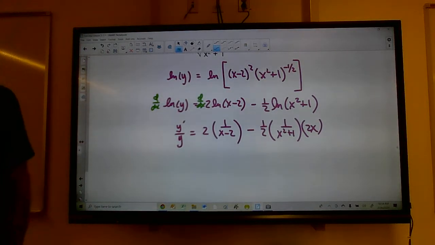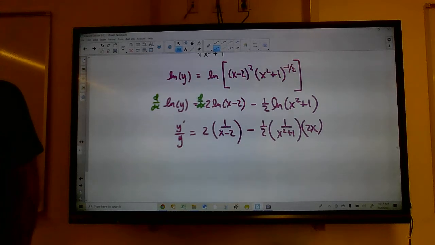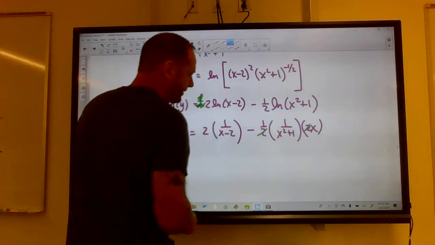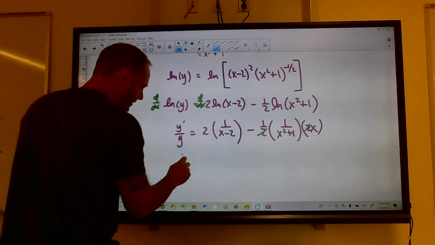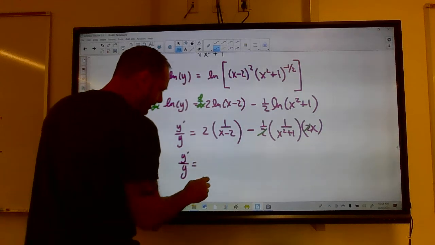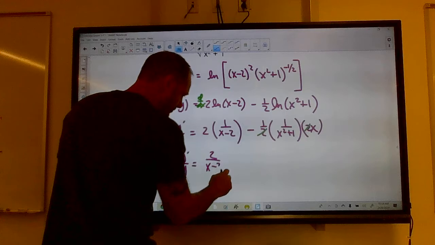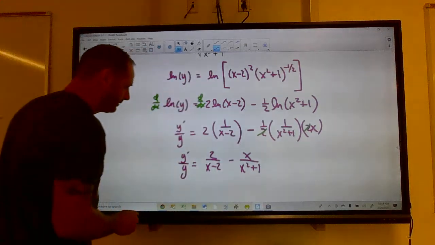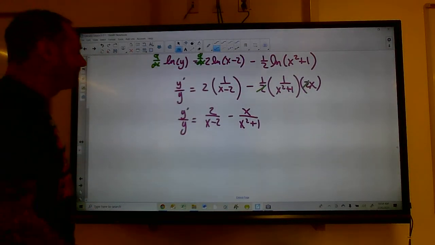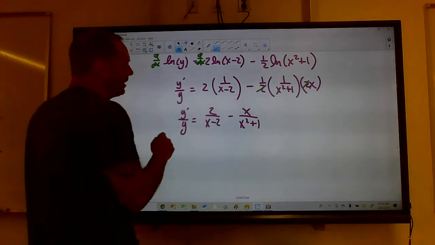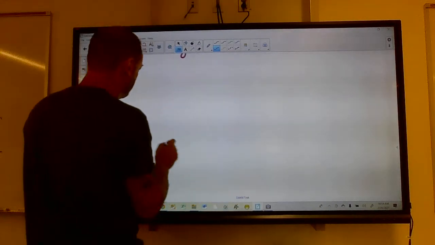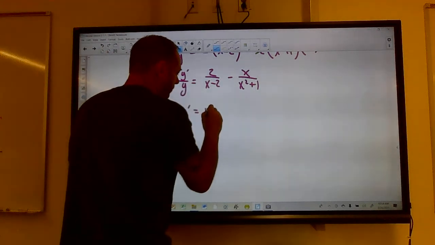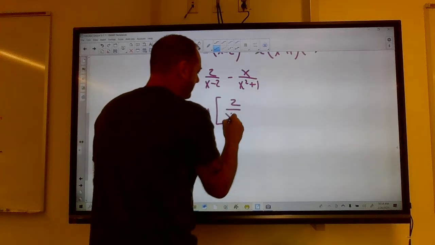Now, we got a couple things going on here. That's going to cancel this. And so y prime over y is 2 over x minus 2 minus x over x squared plus 1. Now we got a problem here because we want y prime, but we've got this y right here. So let's first move it to the other side. We're going to multiply both sides by y. So y prime is y times all this stuff over here.